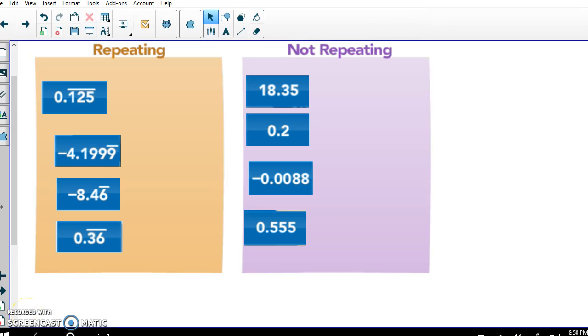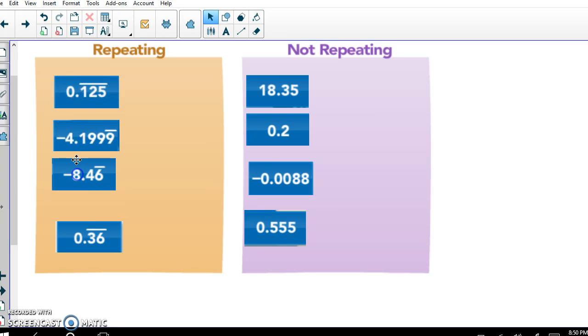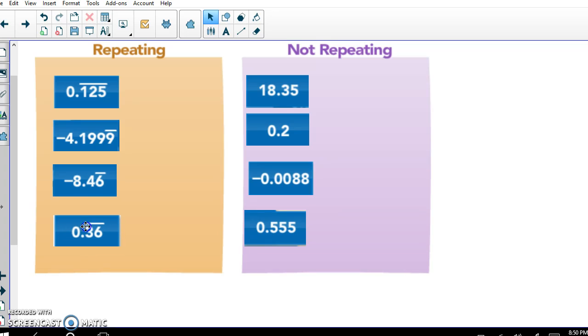All right, let's review which of these decimals are repeating. You might be surprised by some that aren't. In the repeating column, you could list as examples 0.125 with the bar over all 3 digits, so the 125 repeats over and over. We have negative 4.1999, where that 9 keeps repeating without end because of the repeating bar. Negative 8.46, where that 6 repeats forever. And in 0.36, both the 3 and the 6 repeat over and over without end.